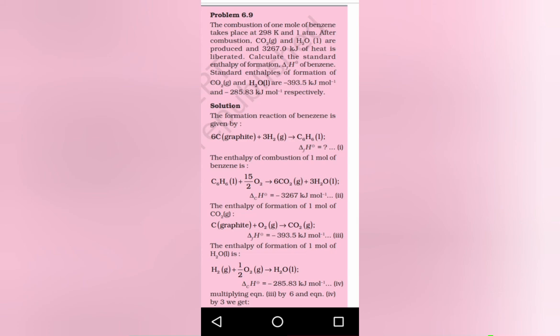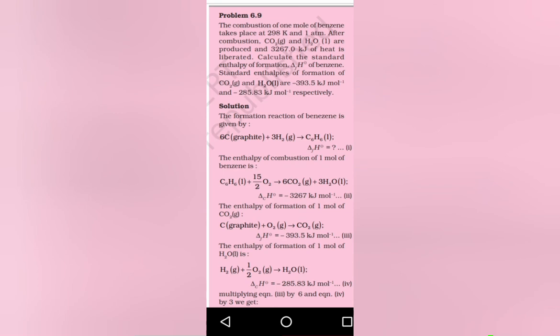First one, the enthalpy of combustion of 1 mole of benzene is given. Combustion means reaction with oxygen. So C6H6 plus 15/2 O2 gives 6CO2 plus 3H2O. The delta H value is negative, because we know it is an exothermic reaction. For an exothermic reaction, delta H value should be negative. And the enthalpy of formation of carbon dioxide and water is given. That means C plus O2 gives CO2 and H2 plus half O2 gives H2O. For all these we know it should be for 1 mole as per the definitions.